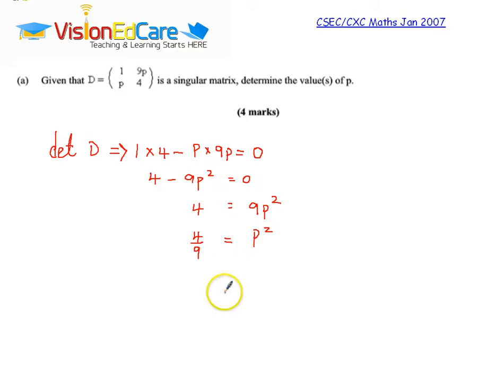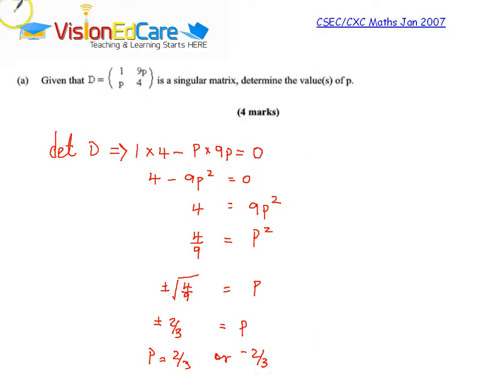squared, which means that we take the square root of both sides to get P. So P equals plus or minus the square root of 4 over 9. So it means that P equals plus or minus 2 over 3. So P equals 2 over 3 or minus 2 over 3.